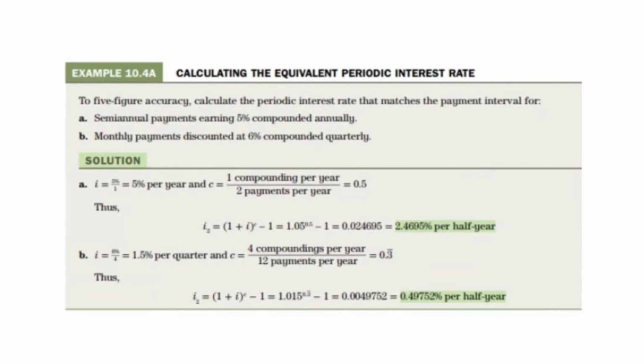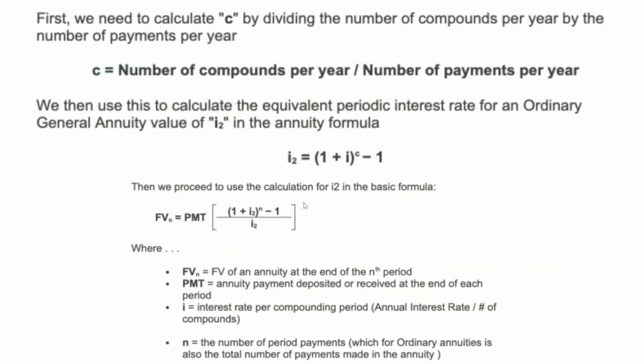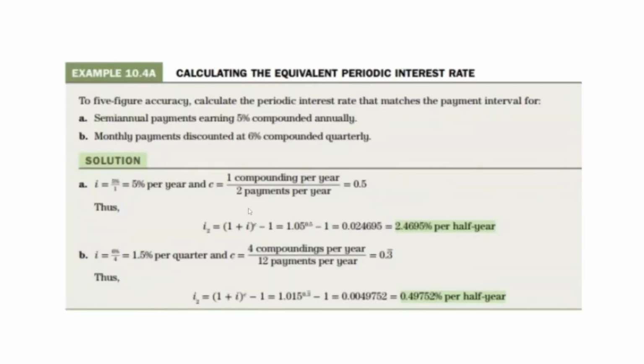Now, in order to do that, first of all, we need the value of I, and the value of I is 5% compounded annually. So I is 5% divided by 1. That's 5%. Okay. And then we have to calculate this thing C, which is over here. I showed you that C is the number of compounds per year divided by the number of payments per year. So the number of compounds is 1 per year, compounded annually, divided by 2 payments per year. That's 0.5.